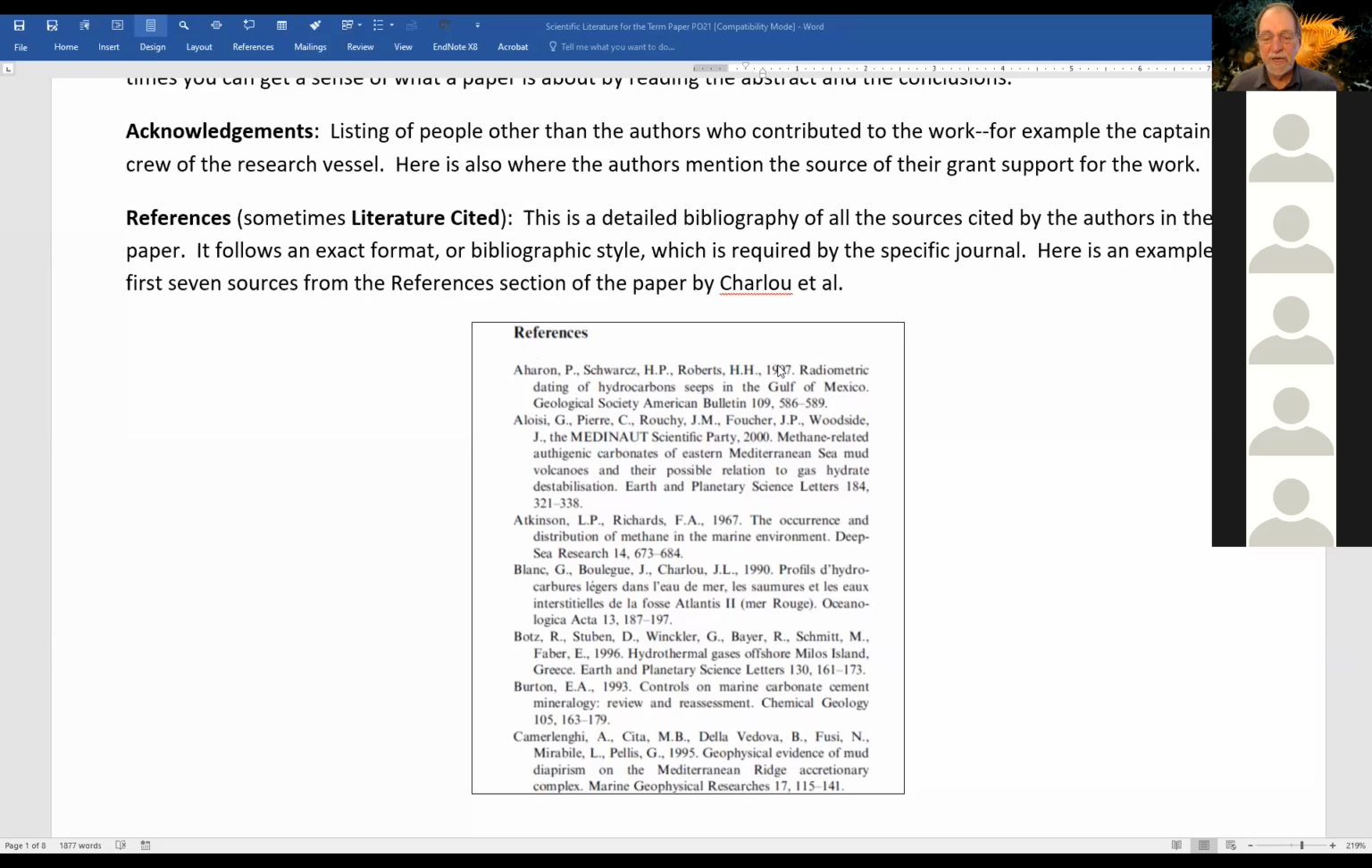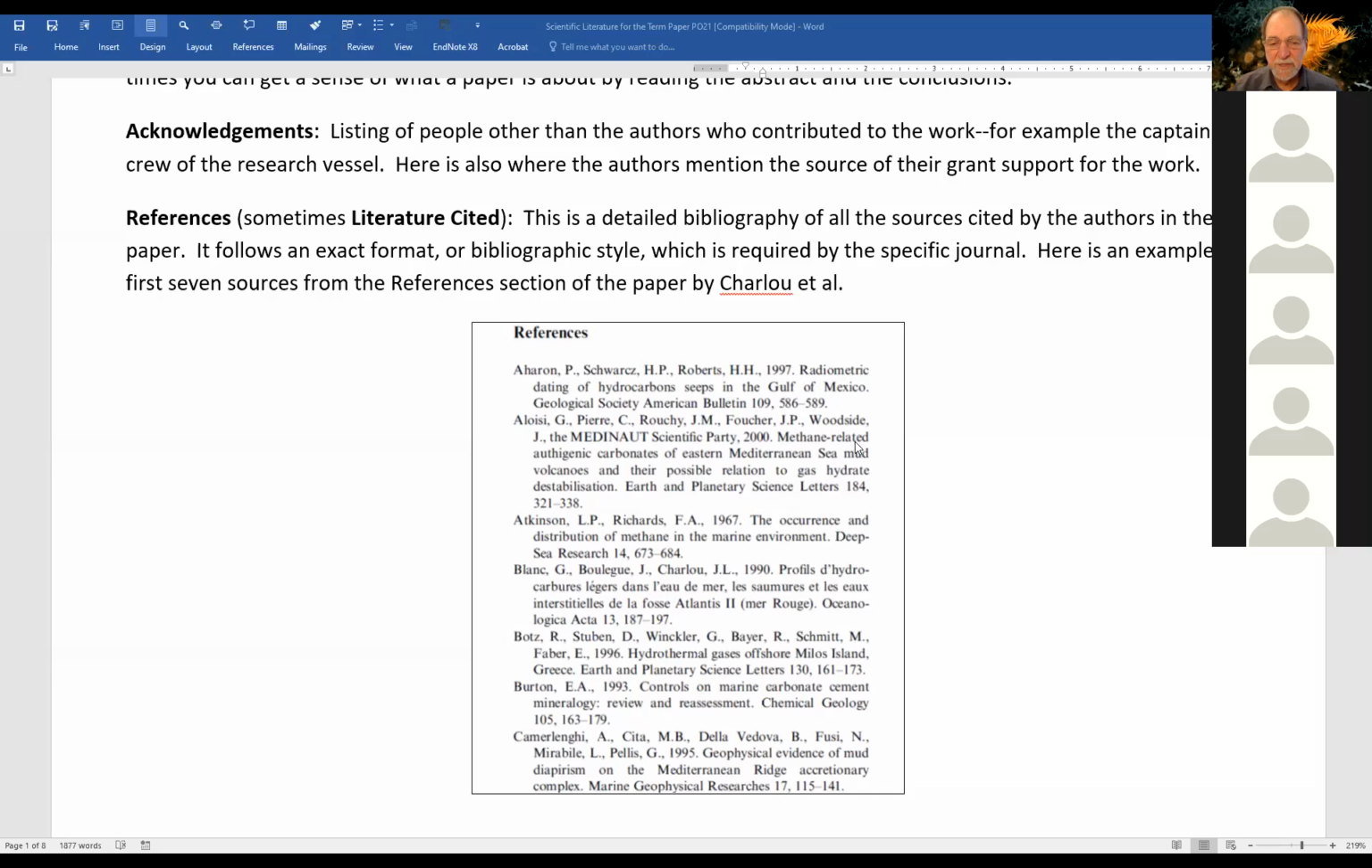And then there's a date of publication. So if there were two articles by the same author or group of authors, they would be sorted by the date of publication with the earliest date coming first. Okay? And so each entry in the references will list the authors, the date of publication, the title of the research paper, the journal that it was published in, the volume of that journal, and then the pages in that volume. Okay, and so that's very specific.